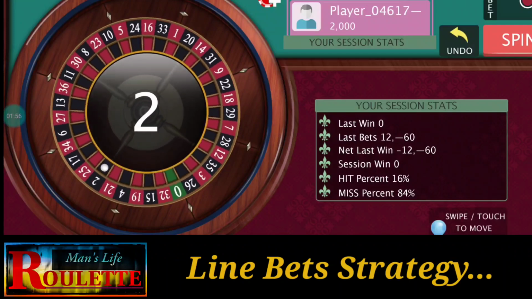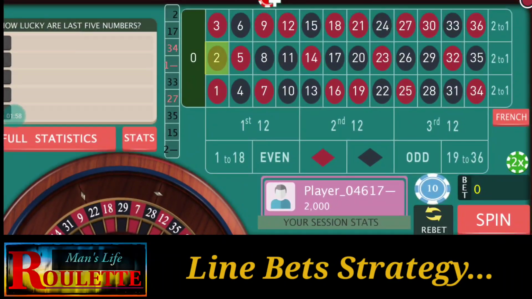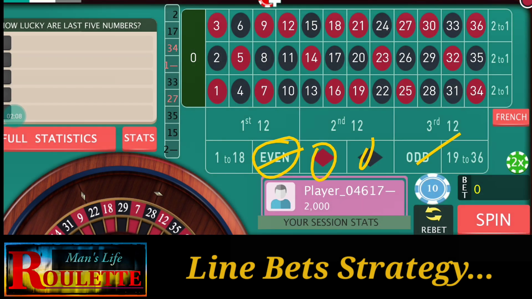This is like using half of the table, like outside bets, like any of the red or black, even or odd. If I put the bets over here, then also it covers half of the table, and the progression is also the same, as I told you about this in my red and black videos.